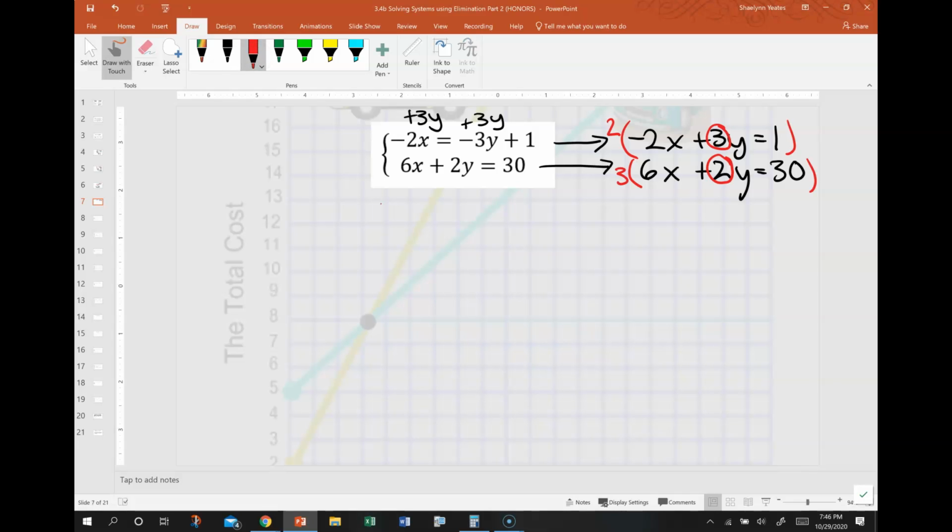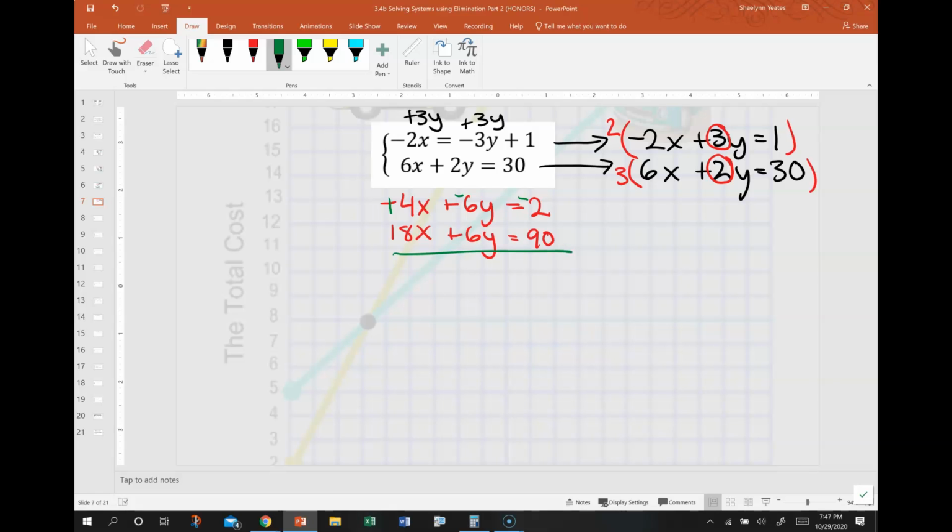So 2 times negative 2 is negative 4x. 2 times 3 is a positive 6y. And 2 times 1 is 2. Then on the bottom, I've got 3 times 6 is 18x, 3 times 2 is a positive 6y, and 3 times 30 is 90. Now, if you notice, I need to change my sign so that the 6y's go away. So I'm going to change this to a positive 4, negative 6, negative 2.